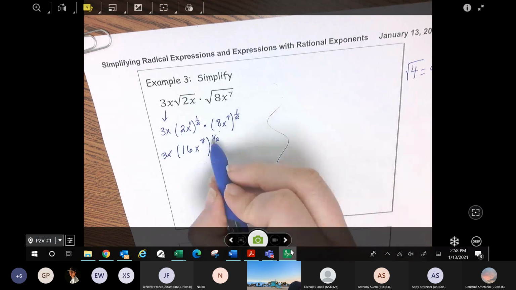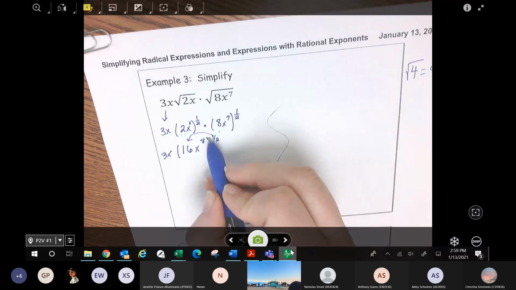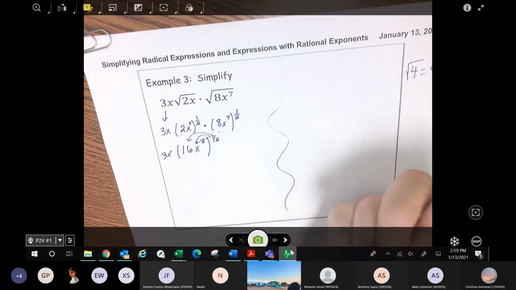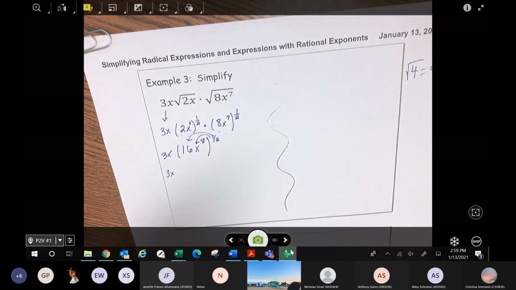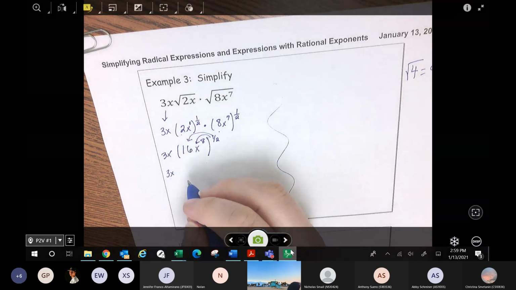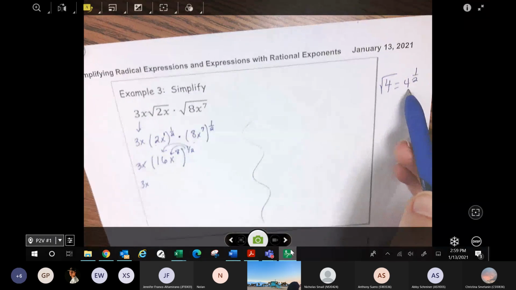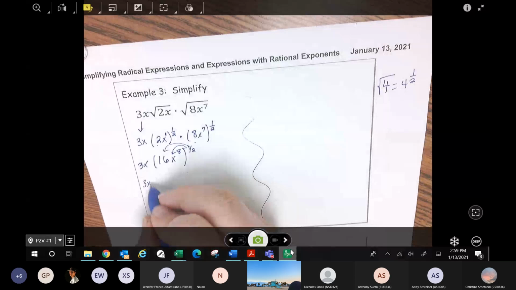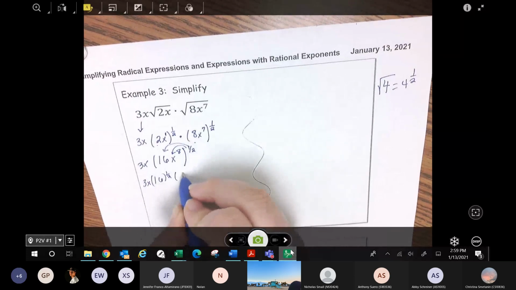Okay, so the 1/2 goes with the 16. The 1/2 goes with the x to the 8th power. So let's do that. Keep the 3x to the side. So if we raise 16 to the 1/2 power, that's really like the square root of 16, right? I'm going to write that separately. 16 to the 1/2. And then we have x to the 8th already.